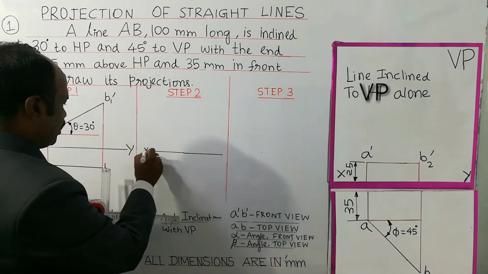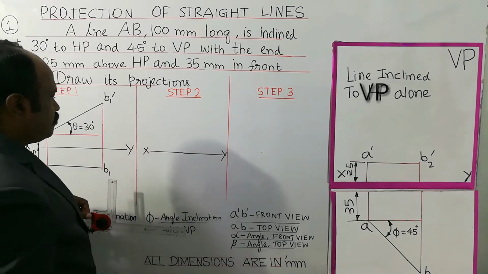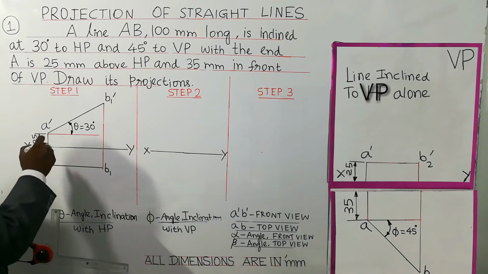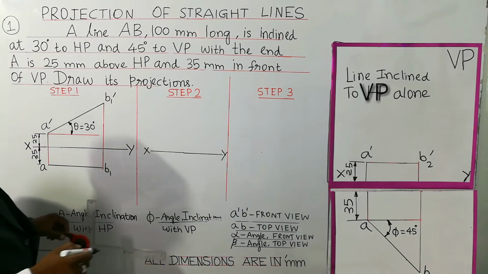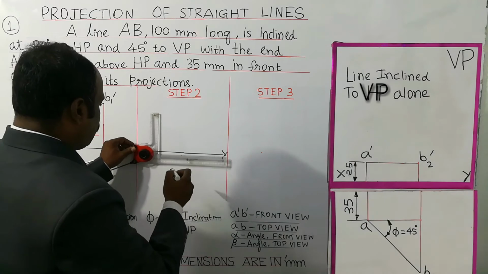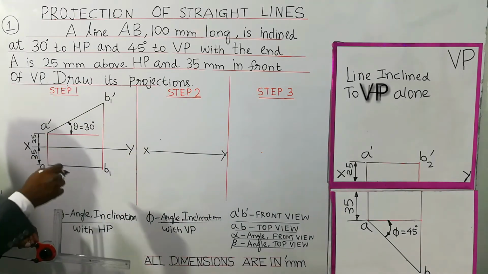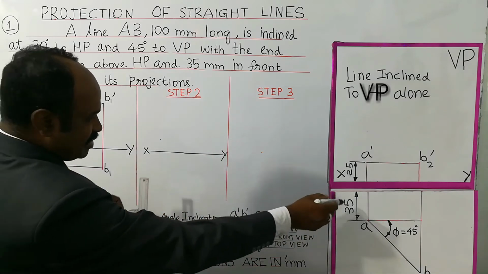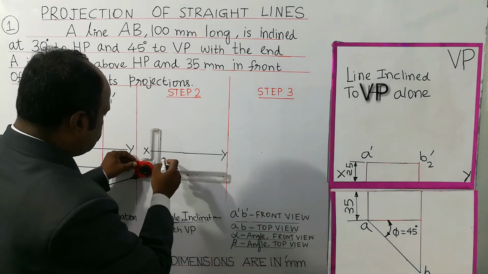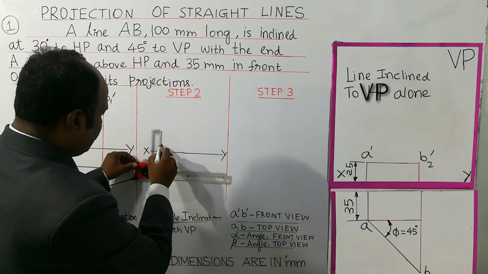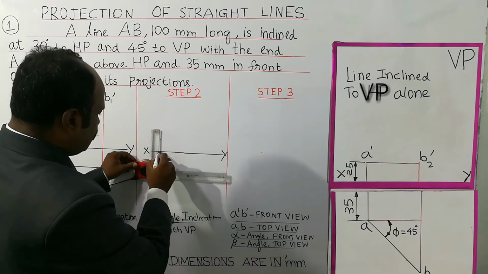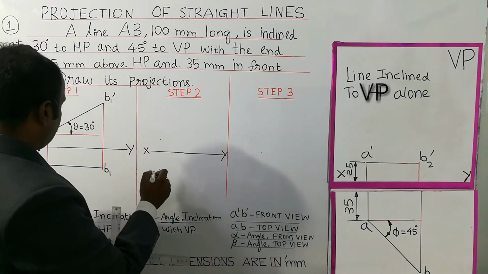Mark the X and Y. Point A is located 25 mm above HP. That remains the same. Put a point at the height of 25 mm, and 35 mm in front of VP. In front will always come below the XY line. This is the distance. On the same line it will come. That is A dash.